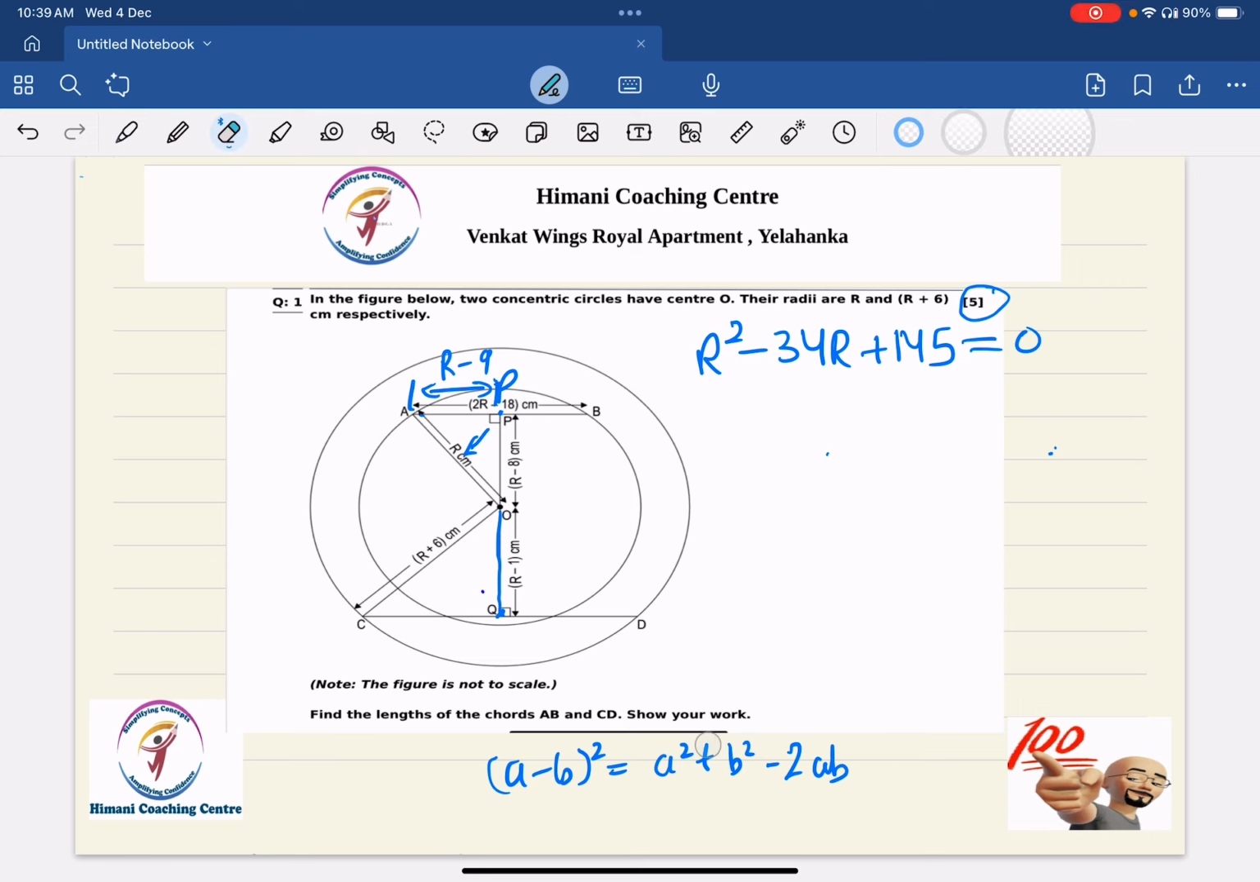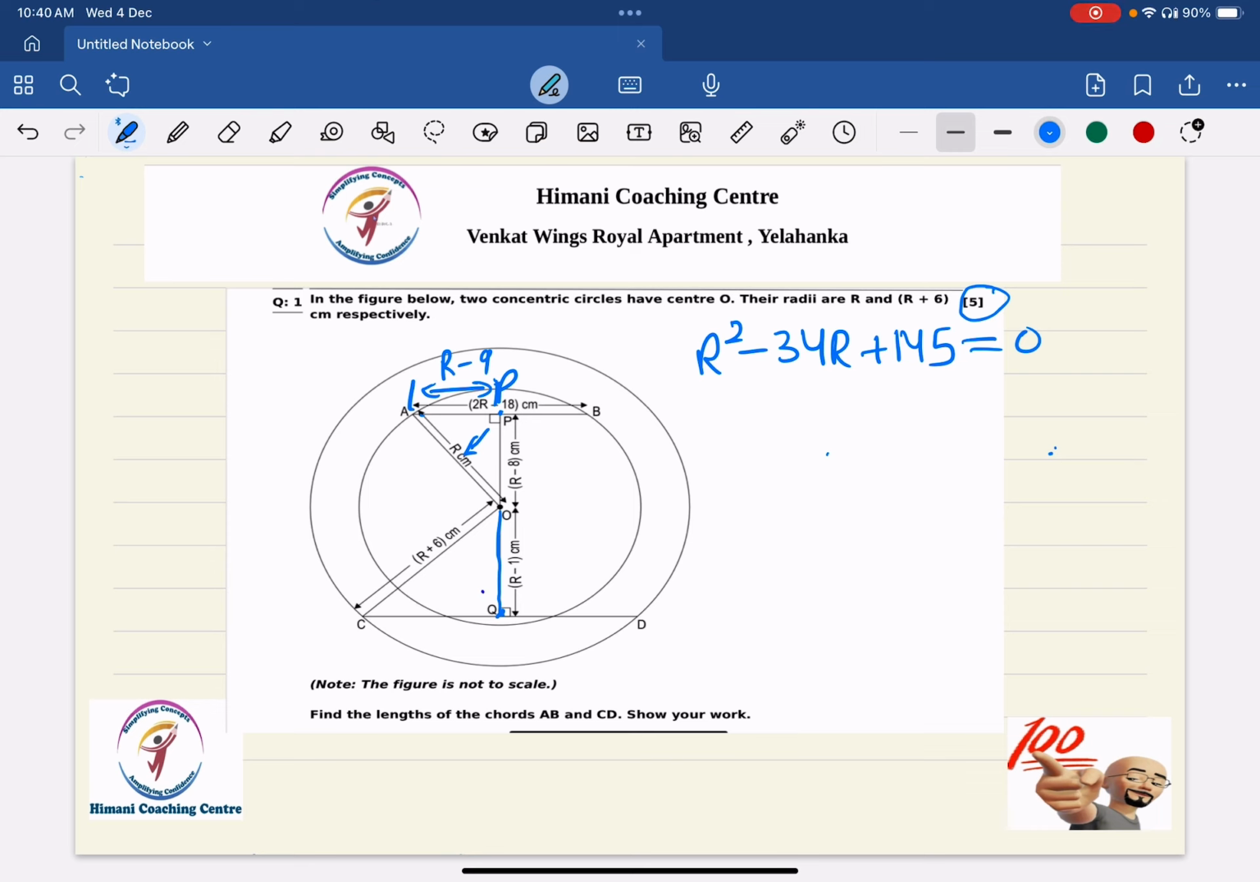Let's do that. If you want to do it with middle term splitting, you have to find factors of 145, which should give sum as minus 34. Or if you don't get the factors, then it is always advisable to use b square minus 4ac. Okay, so now let us use b square minus 4ac.